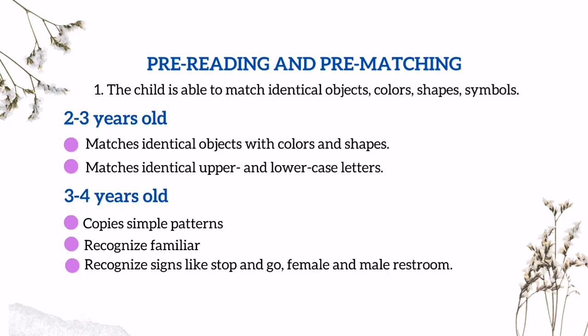Pre-reading and pre-math. Number 1, the child is able to match identical objects, colors, shapes, and symbols. From 2 years old to 3 years old, matches identical objects with colors and shapes. They can match identical upper and lower case letters. From 3 years to 4 years old, can copy a simple pattern, recognize familiar logos, recognizes signs like stop and go, female and male comfort room or the restroom.